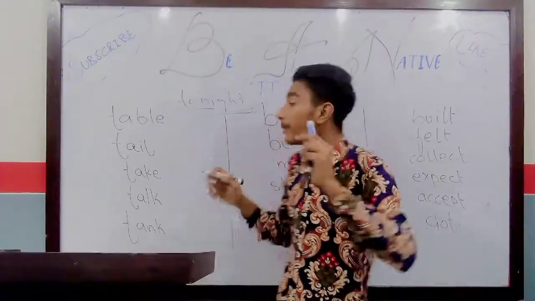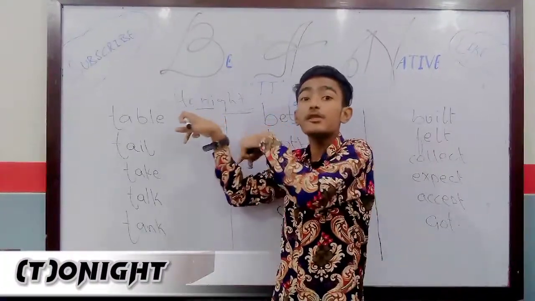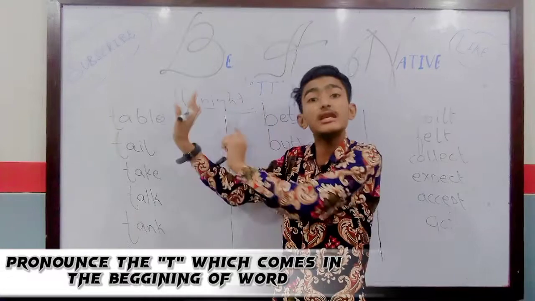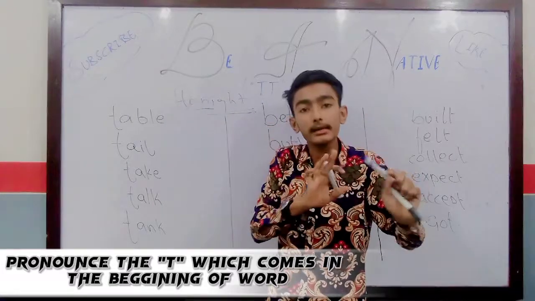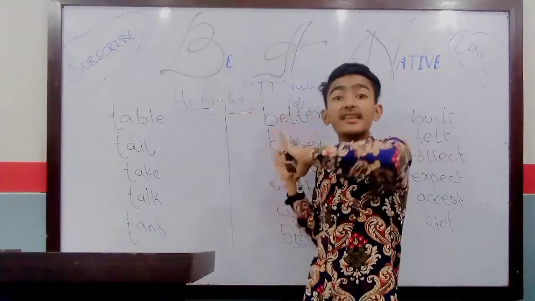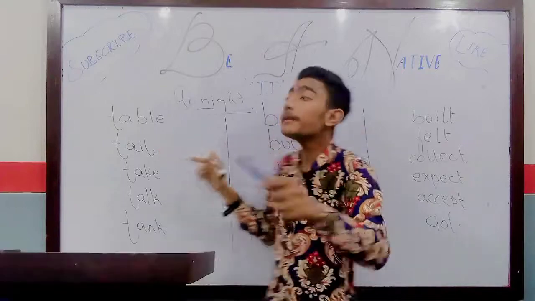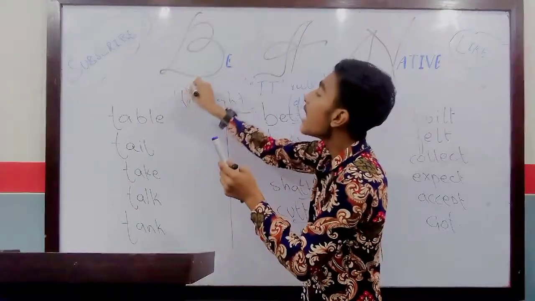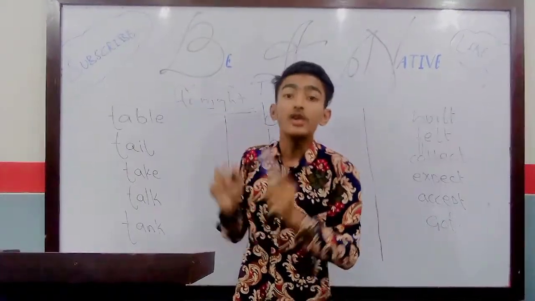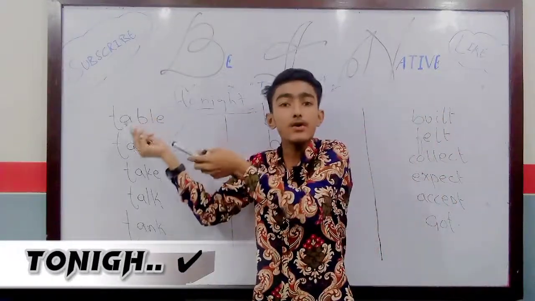So let me tell you, people, if the T comes in the beginning, like tonight, pronounce that T completely. It's tonight. Pronounce that T. But at the last, if there is a word which is ending with T, you don't have to pronounce the sound of T. So it'll be like you're pronouncing that T and you're not pronouncing that T. So it'll be like tonight. It's not tonight. It's tonight.